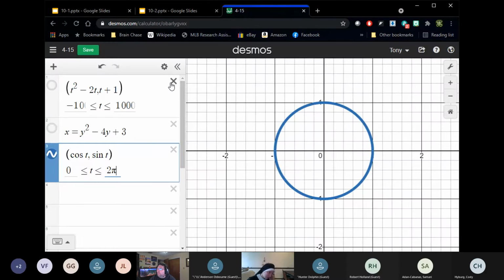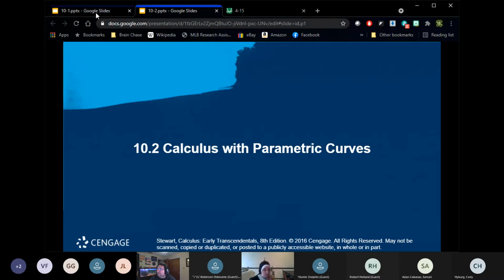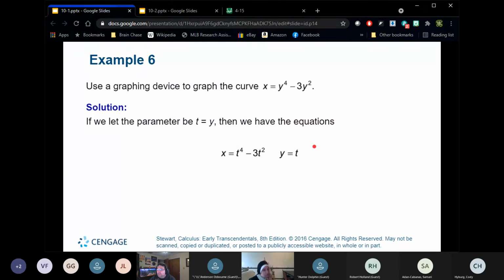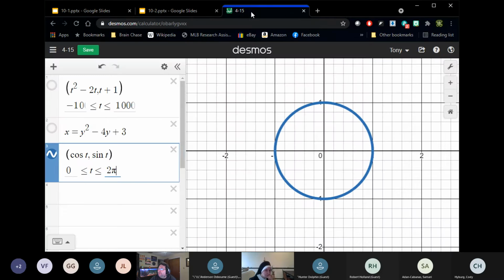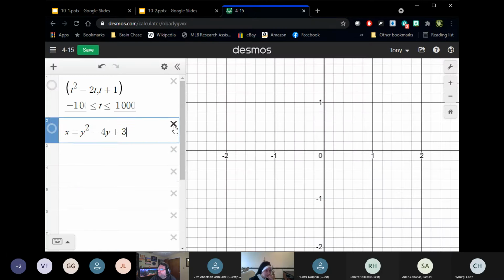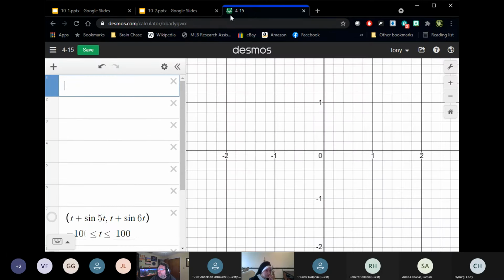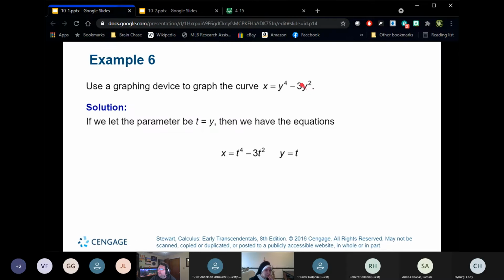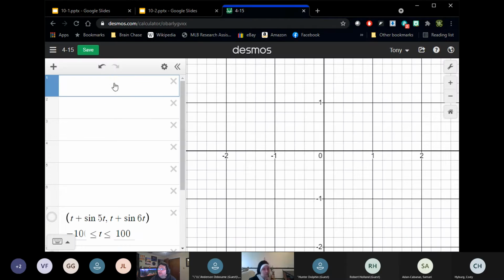All right. So one of the things we can do is use graphing devices, which actually makes our lives a little bit simpler. That's where we're looking at Desmos. Desmos actually allows you to do a lot of graphs. So we can actually graph this equation right here, x equals y to the fourth minus 3y squared, in Desmos.